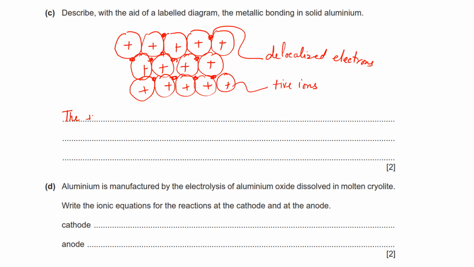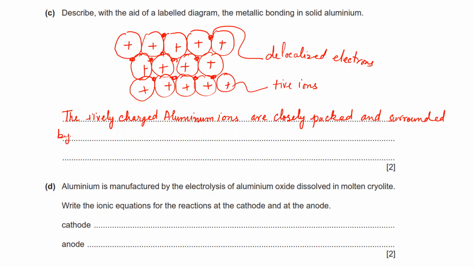So if you have to write it: the positively charged aluminum ions are closely packed and surrounded by a delocalized sea of electrons.